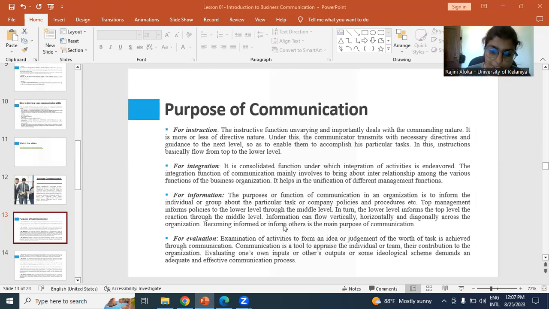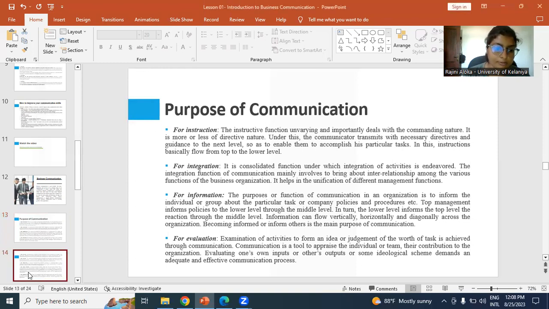Then for evaluation, examination of activities to form an idea or judgment of the worth of a task is achieved through communication. Communication is a tool to appraise the individual or team and their contribution to the organization. Evaluating one's own inputs or others' output or some ideological scheme demands an adequate and effective communication process. So in a business setting, we need to communicate for evaluation purposes.